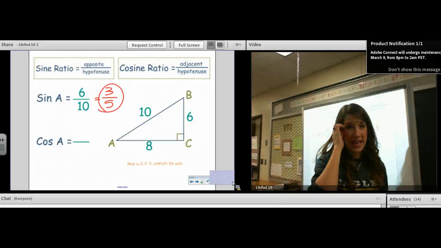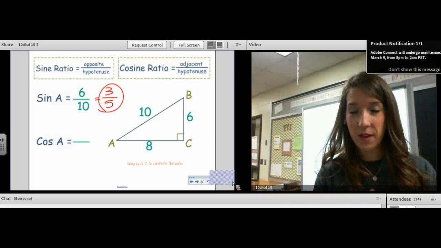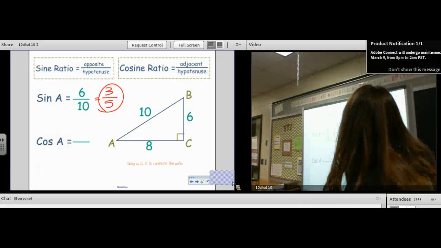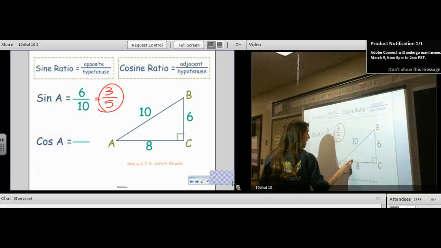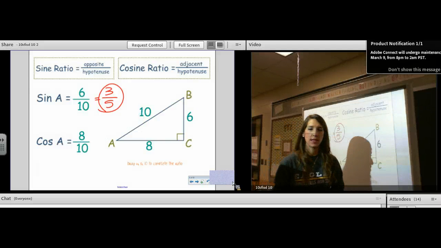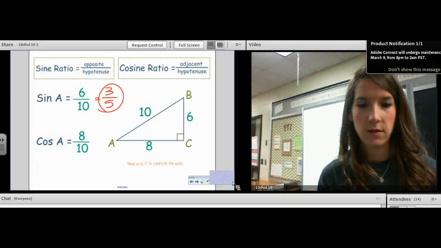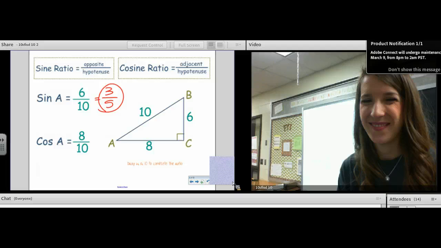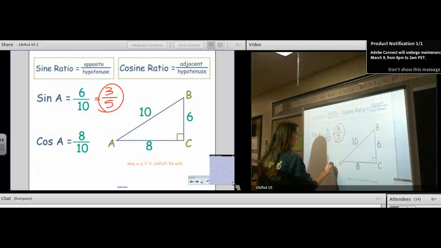Now the cosine of A is not just going to be the reciprocal, so don't just flip that because that's not how that works. Now we're going to find the cosine of A. The cosine of A is adjacent over hypotenuse. And Brandon, that's going to reduce to? Yeah. 4 over 5.